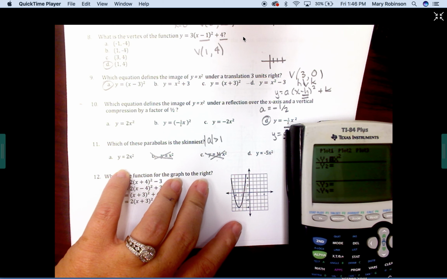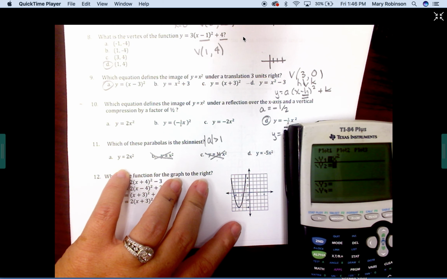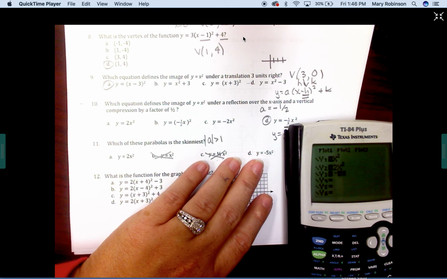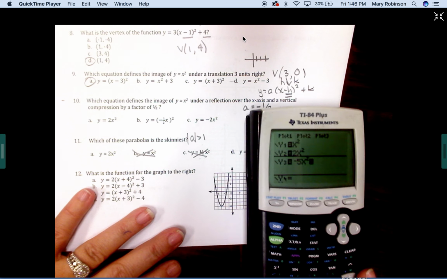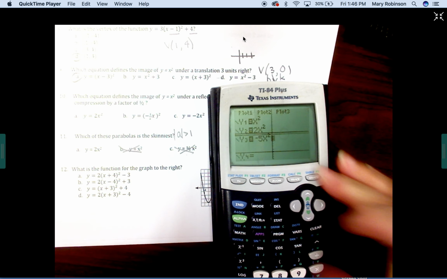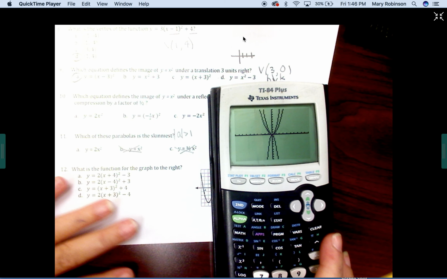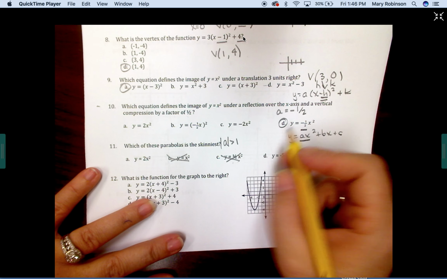I'll make it where that's not bold anymore. All right, so if I type in 2x squared and negative 5x squared, I'm trying to find the skinniest or the most narrow graph. Here's x squared. 2x squared, definitely skinnier. Ooh, negative 5x squared, definitely the skinniest. So I'm going to be choosing D.